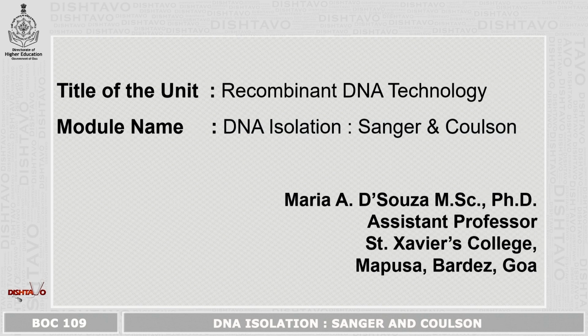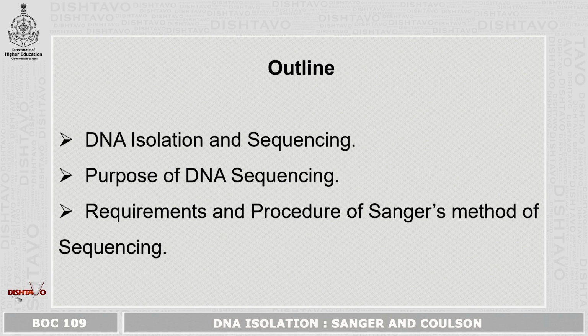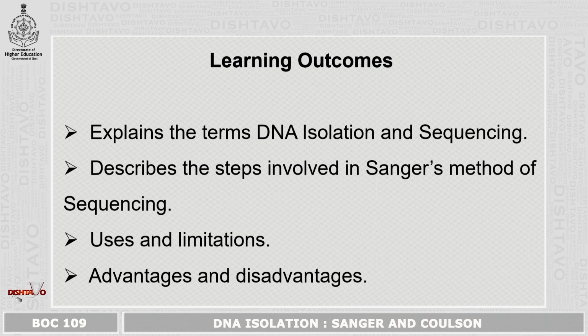The name of the module, DNA Isolation, Sanger and Coulson's method, belongs to Recombinant DNA technology. The outline of the module is DNA isolation and sequencing, the purpose of DNA sequencing, requirements and procedure of Sanger's method of sequencing. The learning outcomes.